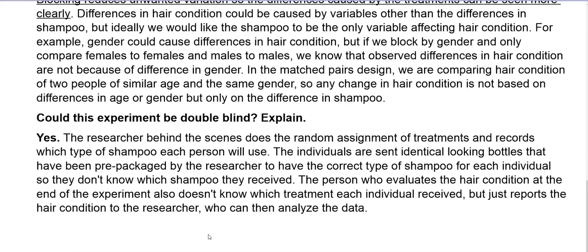Now, it's possible in an experiment like this that the individuals in the experiment would report their own hair condition. They might say, did your hair condition improve after using the shampoo? Describe the before and after of your hair condition. In that case, you couldn't make it double blind because there would actually be no separate person evaluating the condition. But if there was a person evaluating the condition, then that could make it double blind.